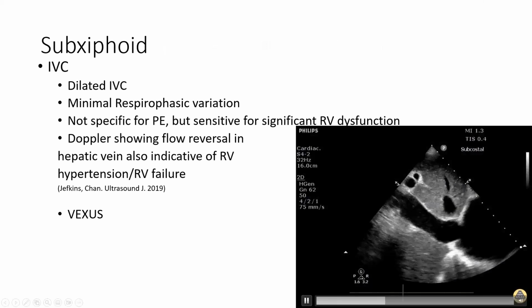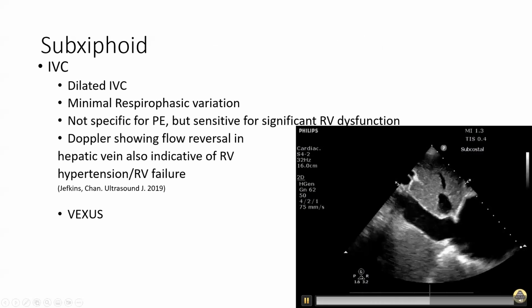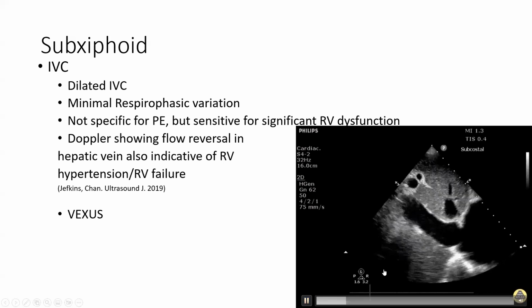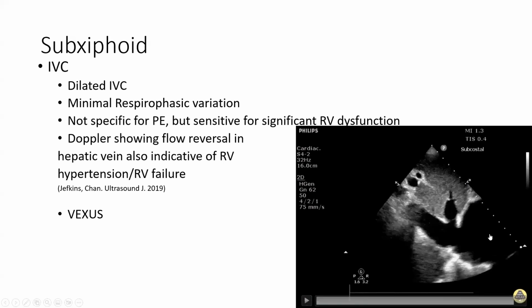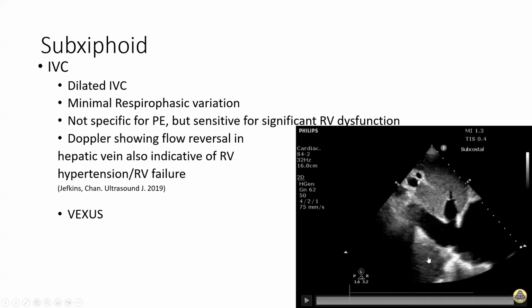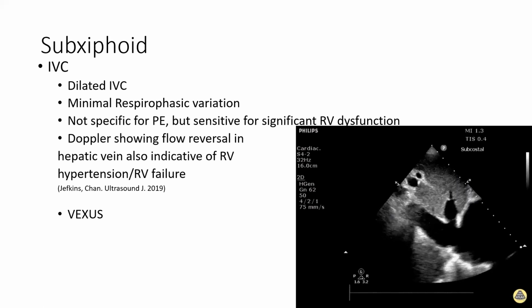So this patient from the subxiphoid view, we get a good cardiac view, and then we rotate our probe marker towards the patient's head, and we find the IVC dumping into the right atrium. You see a hepatic vein coming in here. So we have a dilated IVC with very minimal respirophasic variation.